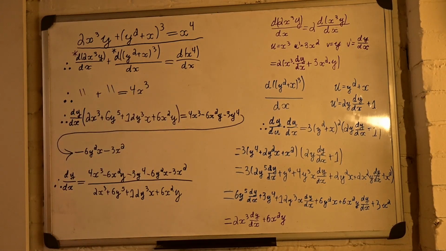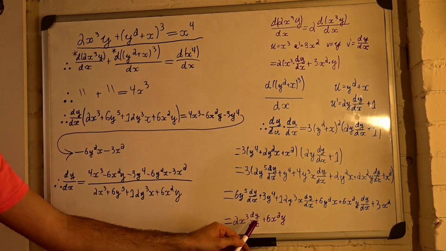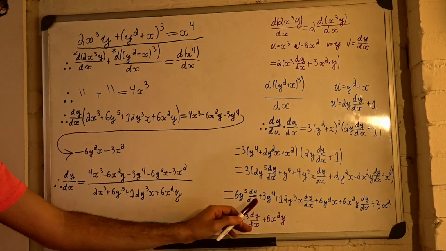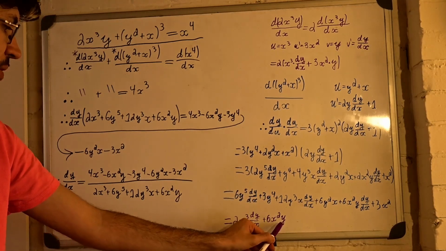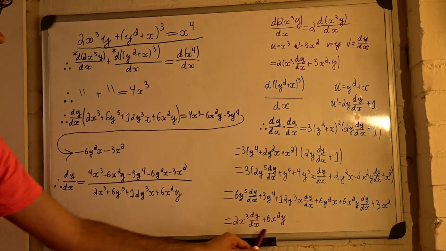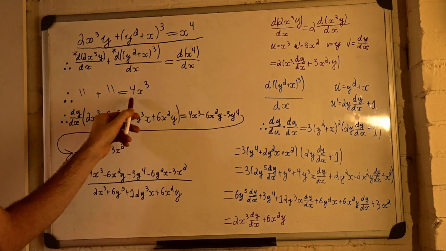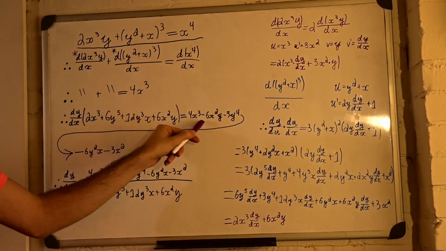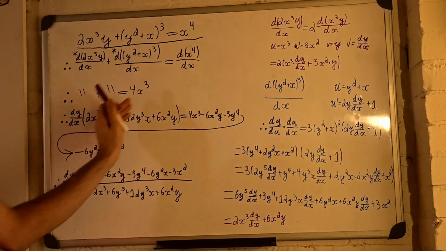So if we look at the purple one here, for example, 2x cubed times dy over dx. So this has dy over dx, so we're going to leave it on the left side. We're not going to touch it. 6x squared y does not have dy over dx, so we're going to move it to the right side, right? So we have 4x cubed here, because this is already on the right, minus 6x squared y, because we took this from the left side and moved it to the right side.